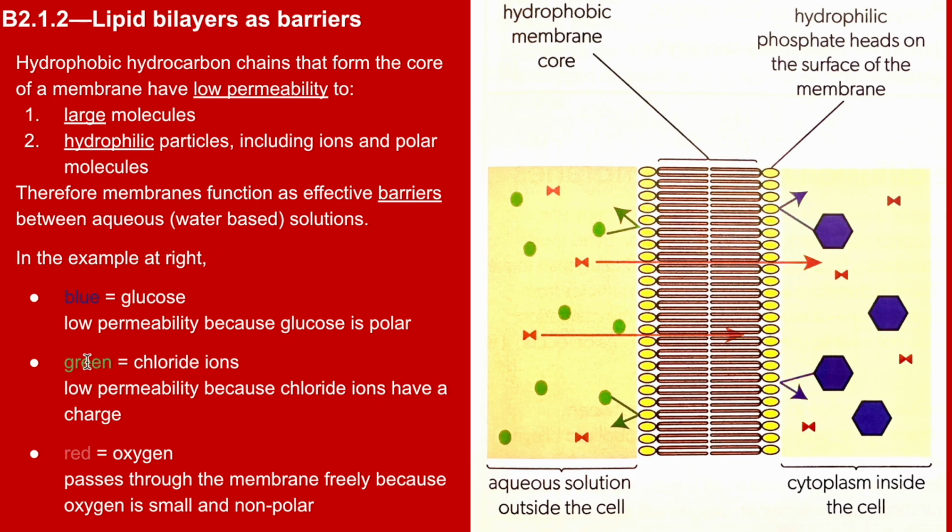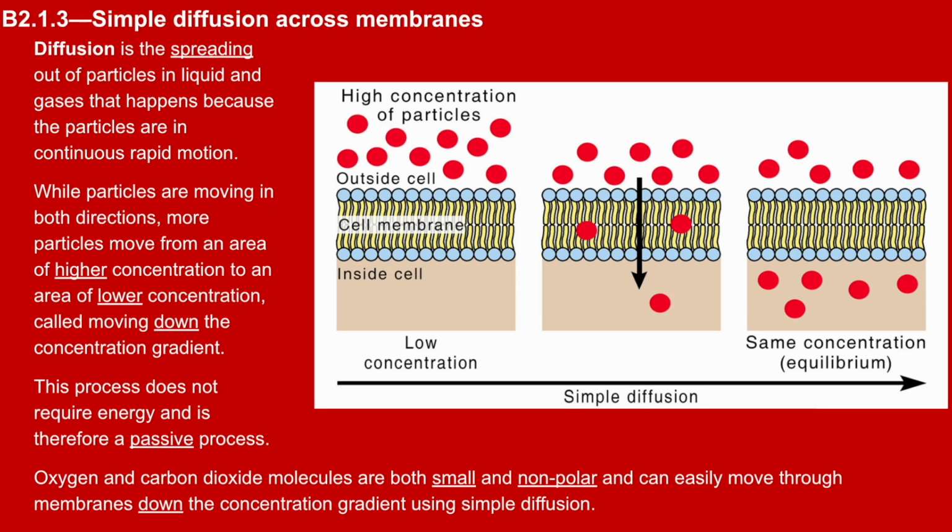These chloride ions in green, also ions have a charge, so they're not going to be able to travel through this nonpolar region. Oxygen, on the other hand, is small and nonpolar. So oxygen, as well as carbon dioxide, are going to freely pass through the cell membrane because they're both small and nonpolar. Now, let's talk about our 4 types of membrane transport.